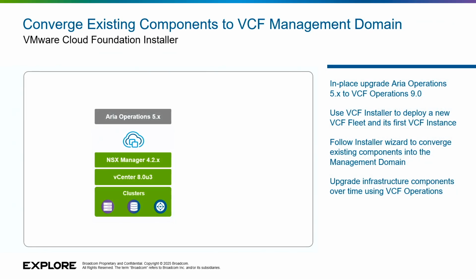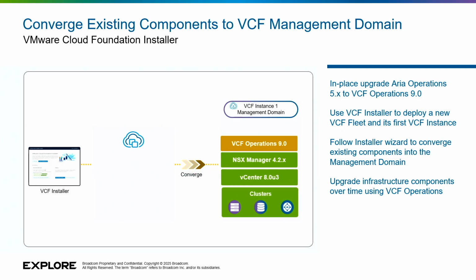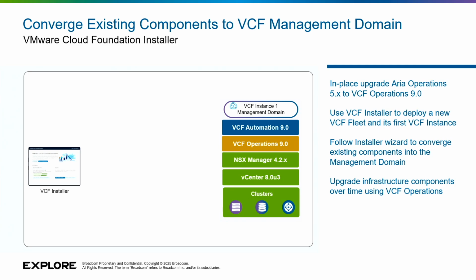Let's go into a more specific example. So today I have a vSphere 8 Update 3 deployment, and an NSX Manager 4.2 deployment together with Aria operations. So how do I get this existing environment into VCF 9? The first step would be to upgrade VCF operations to 9.0, because this is where a lot of the process will be driven. Next, we'll deploy the VCF installer and follow the wizard to converge these components into the new VCF instance that you're creating.